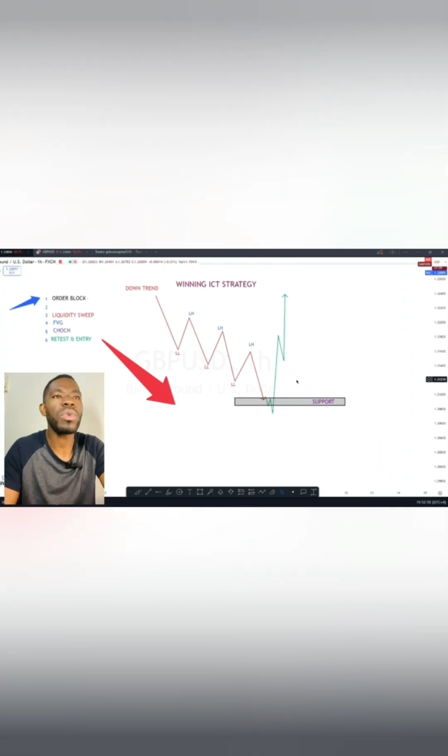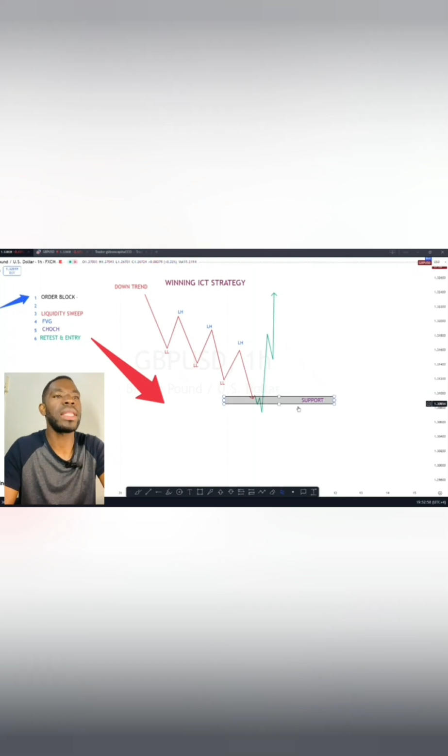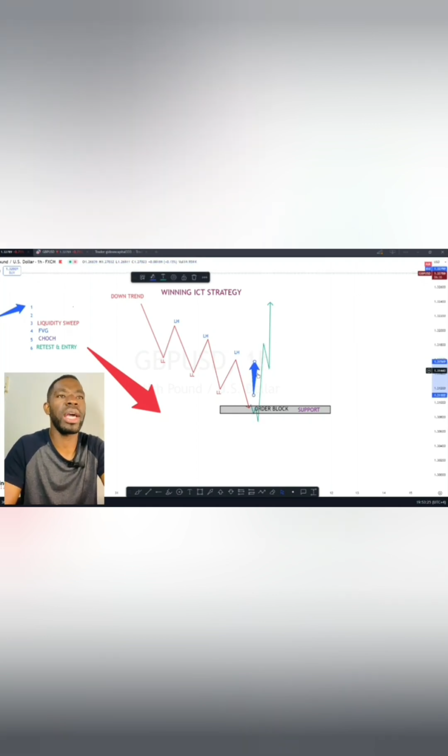All right, so now what we have here, we have identified the support area, the previous support area. It has to be a major support. And then our order block is somewhere on here. It has to be the last candle before this aggressive move. It is usually the last candle before this aggressive move to the upside. So pay attention to that. It has to be the last candle here before the aggressive move in the opposite direction. So in this case, the opposite direction is the bullish direction.